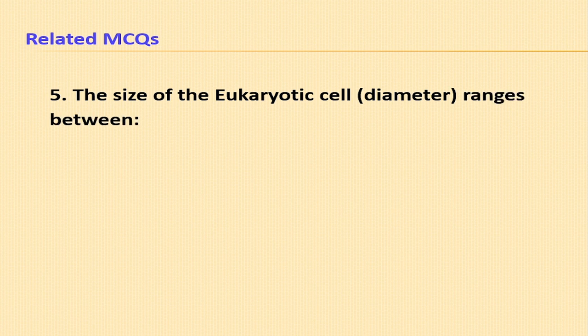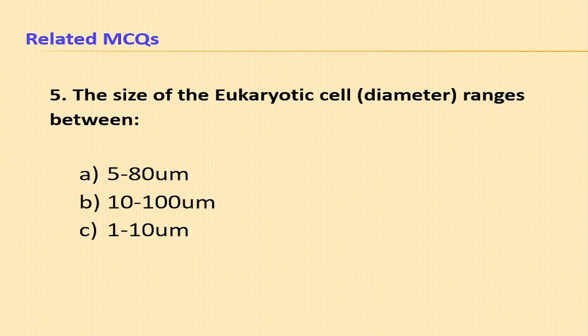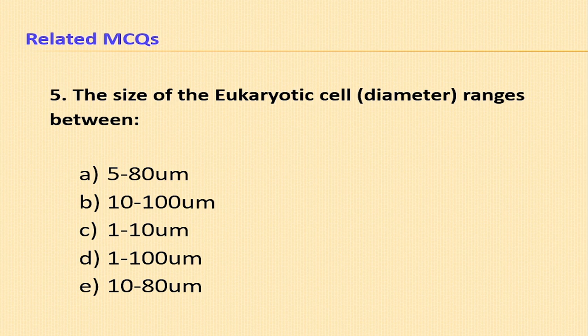The last MCQ is: the diameter of the eukaryotic cell ranges between 5 to 80 micrometer, 10 to 100 micrometer, 1 to 10 micrometer, 1 to 100 micrometer, or 10 to 80 micrometer. What is the right answer? The right answer is 10 to 100 micrometer. So this was the last MCQ. I hope you had a very good and interesting time.